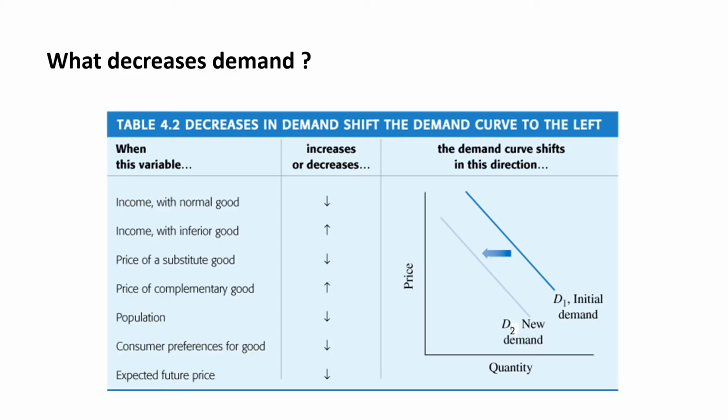Now, what are the factors that cause the demand to decrease or shift the demand curve to the left? As we explained previously, when your income increases, the demand for the normal product will increase. But over here, the opposite. When your income decreases, what will happen? Are you going to buy more of the normal products? Of course not. So over here, this will cause a decrease in demand and the curve will shift to the left.